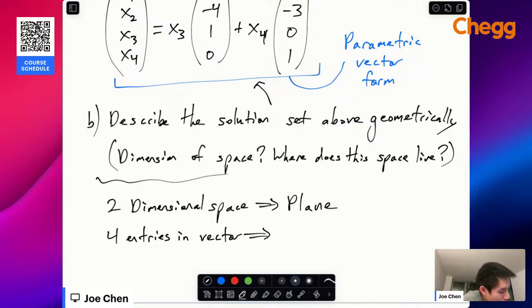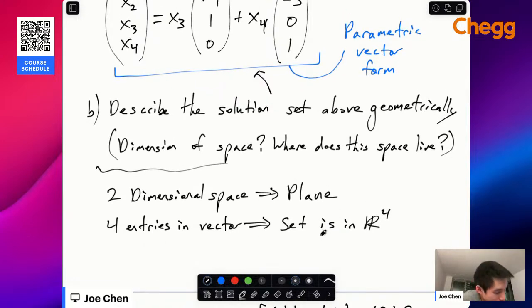implies that the set is in R4. Or maybe let me write it this way to be more clear: okay, the set is in R4. And so when you put the two things above together, you get that the answer is a plane in R4.